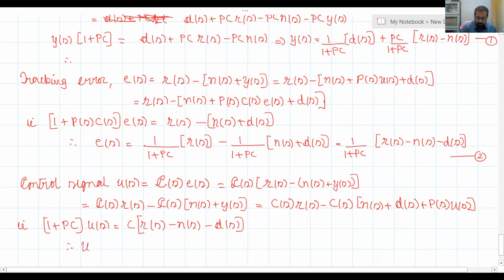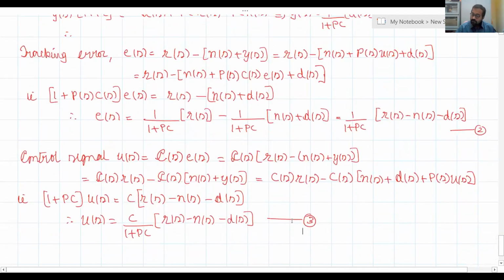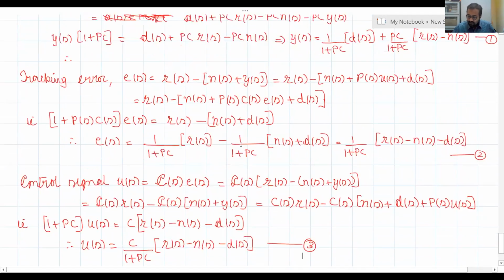Or what will be U of S from this? C divided by 1 plus PC into R of S minus N of S minus D of S. This is equation 3. So let me write here. Let me just write these equations separately again for convenience.